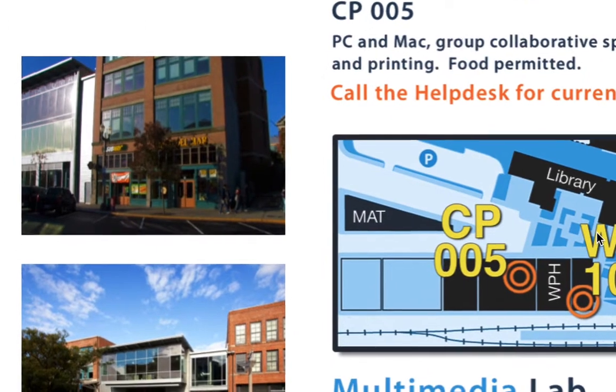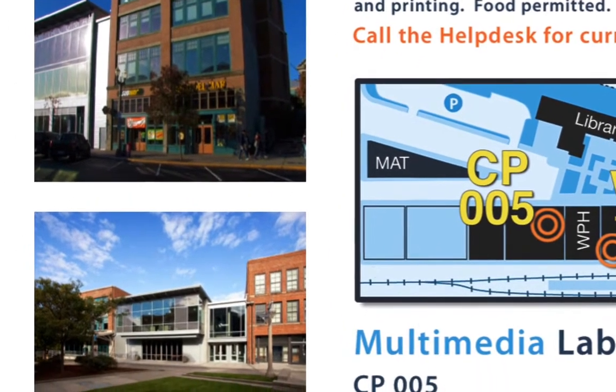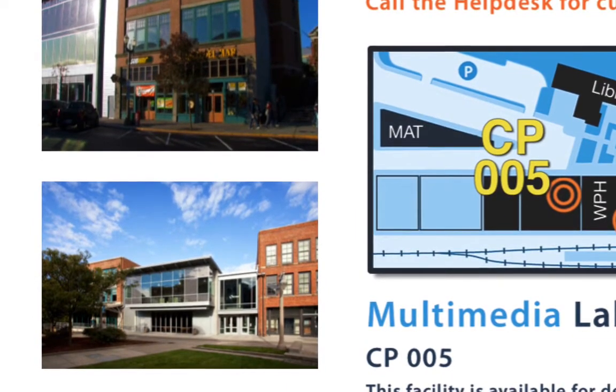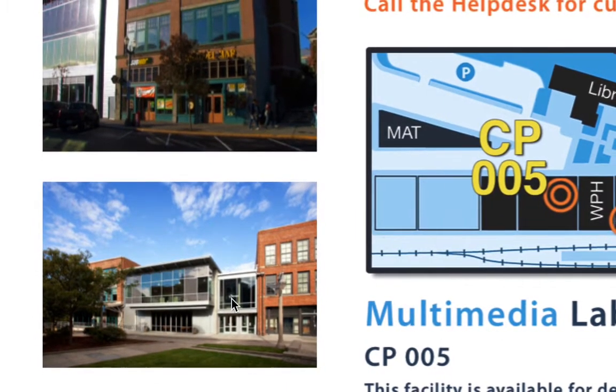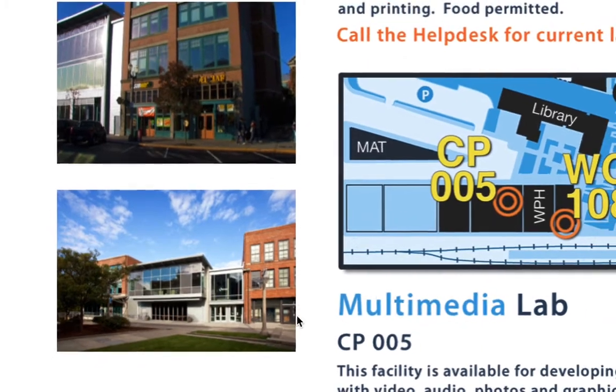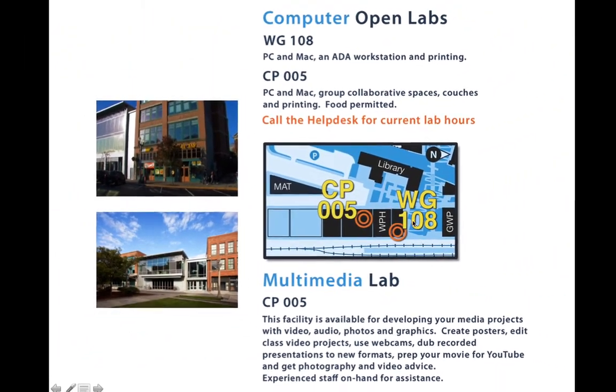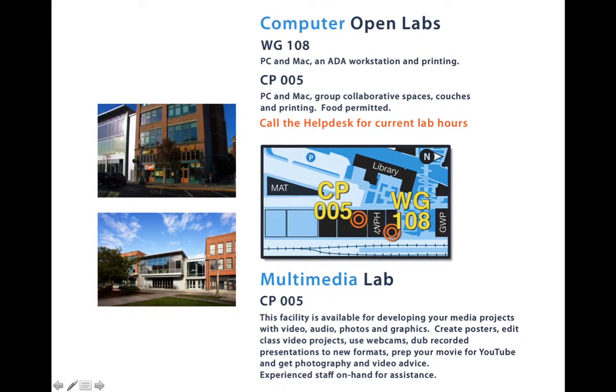Once your project is shot, bring it to the Multimedia Lab in CP 005 for assistance with your edit. That's right next to Phillip Hall at Cherry Park, in this building right here. You can see the location of the two labs on the map: WG 108 and CP 005. When you come to the Multimedia Lab, there's no need to worry because you'll have someone by your side giving you guidance through every step of your post-production.